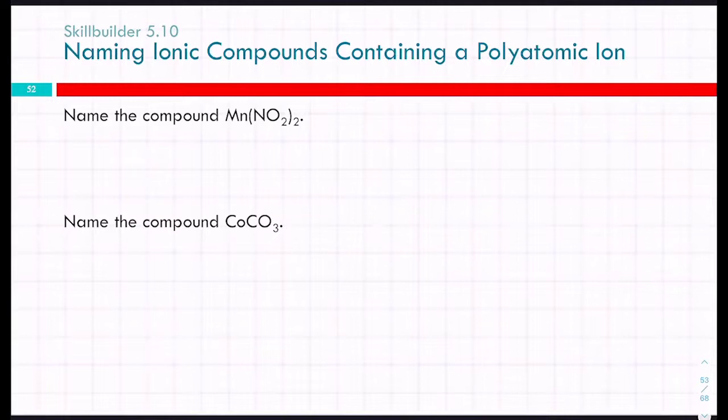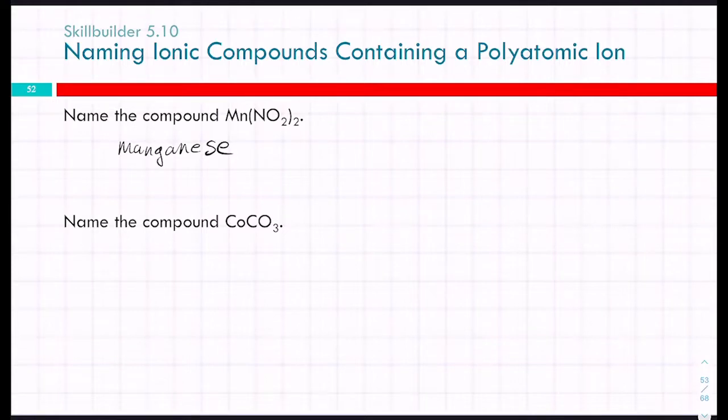Okay, so if we want to name these compounds, really all of the same rules that would apply to ionic compounds apply. You just have to remember the names of the polyatomic ions. So for this first one, do you know what this first element is? Manganese. Makes a really nice purple color.